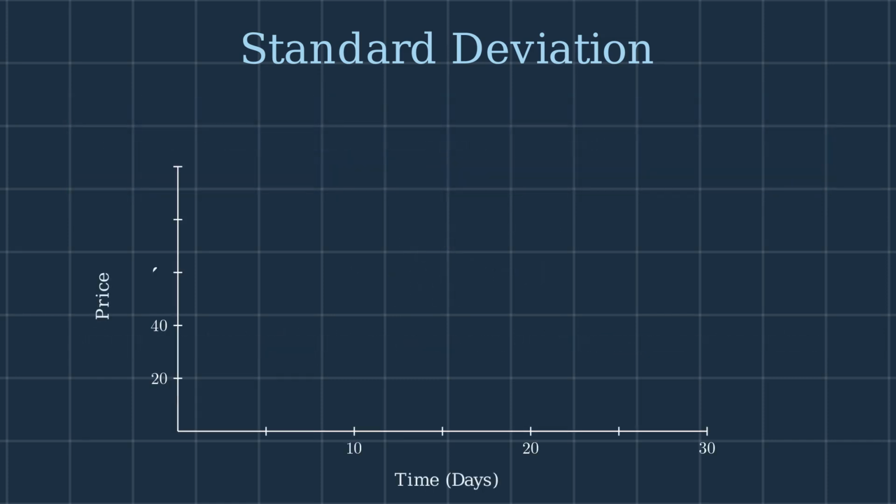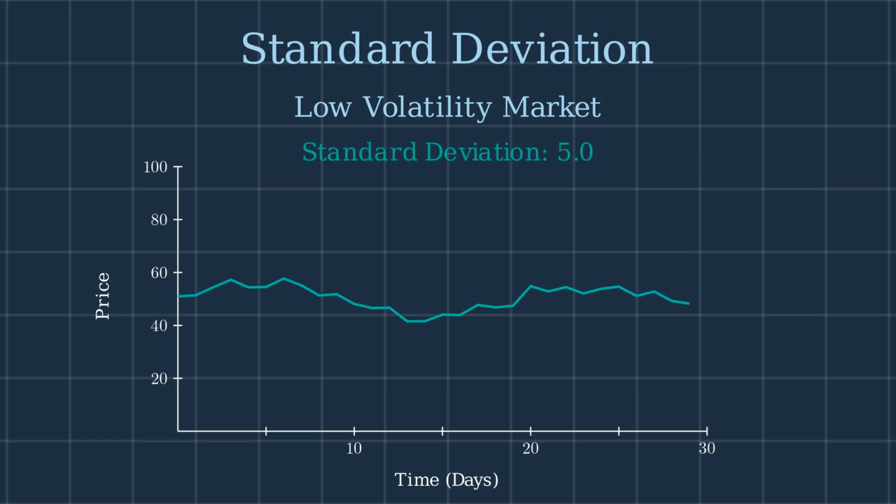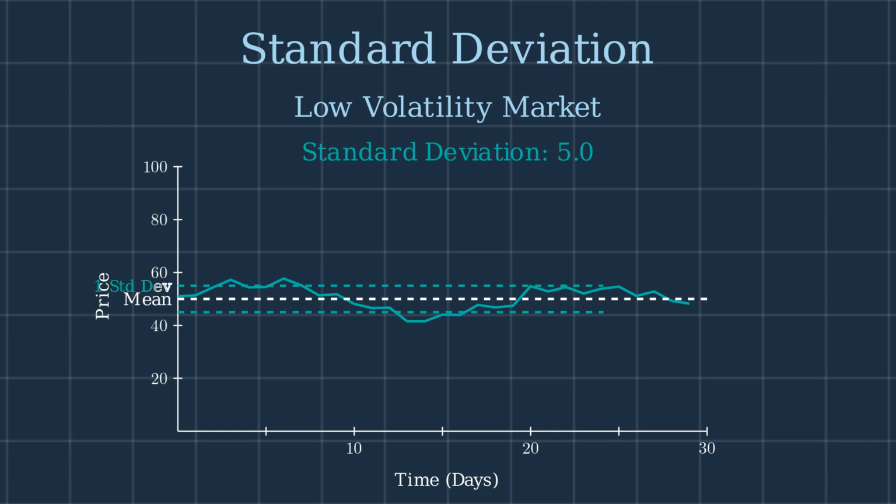Let's look at two different price series to understand how standard deviation works in trading. A market with low volatility has price movements that stay close to the average. This results in a low standard deviation value. The mean represents the average price, while the standard deviation bands show the typical range of price movements.